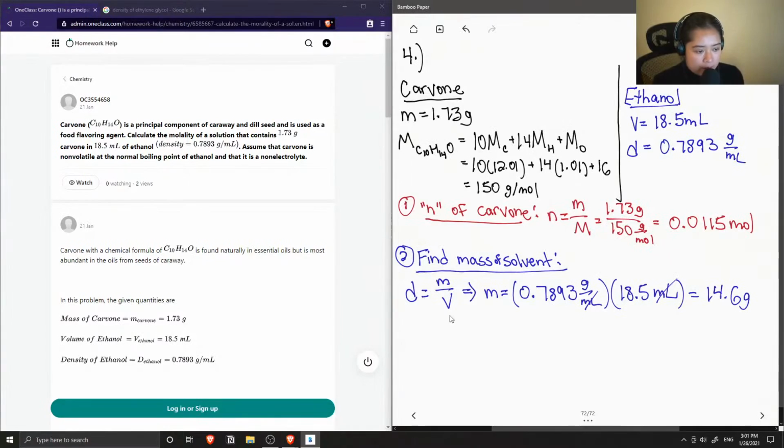And another step here is to convert this to kilograms, because molality is equal to the number of moles divided by the kilograms of solvent. So we just convert to kilograms by dividing this value by 1,000, because 1 kilogram is equal to 1,000 grams. So now grams will cancel out, and our kilograms is 0.0146 kilograms.